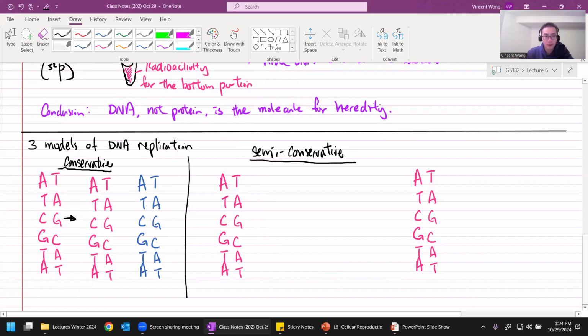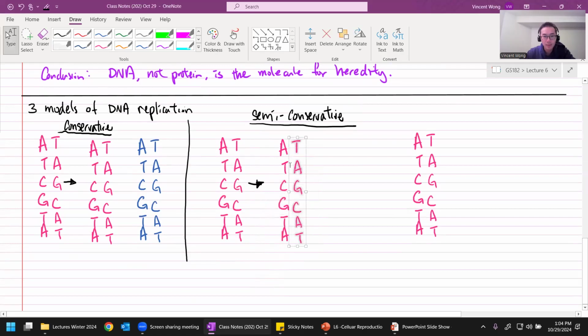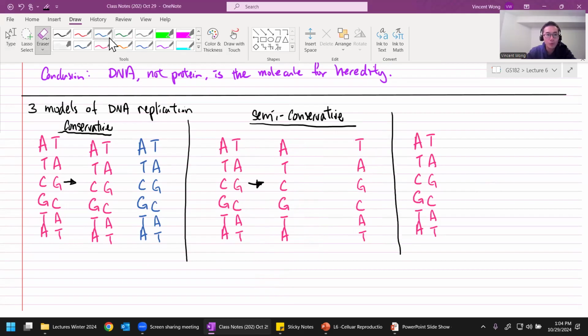Okay, watch. Don't copy. So in this case, what happens is you will separate the two strands like that, and you will use the complementary rule to build the missing half. So your body knows A pairs with T, T pairs with A, C pairs with G, G pairs with C, and so on and so forth.